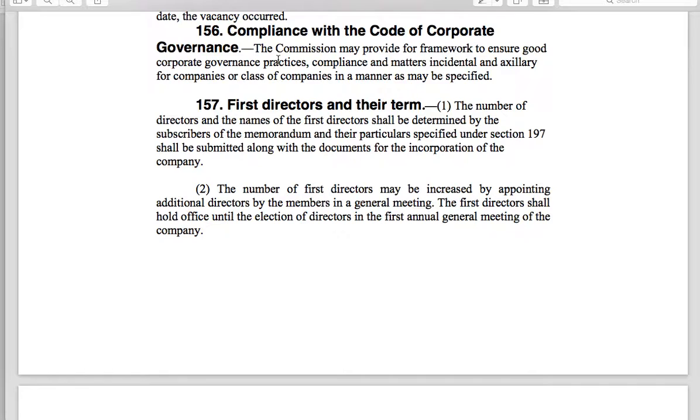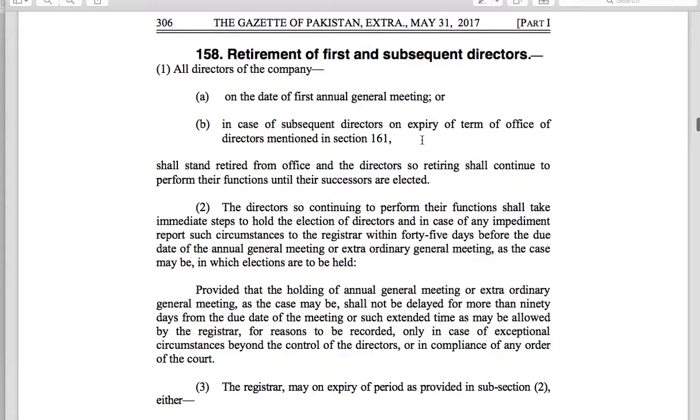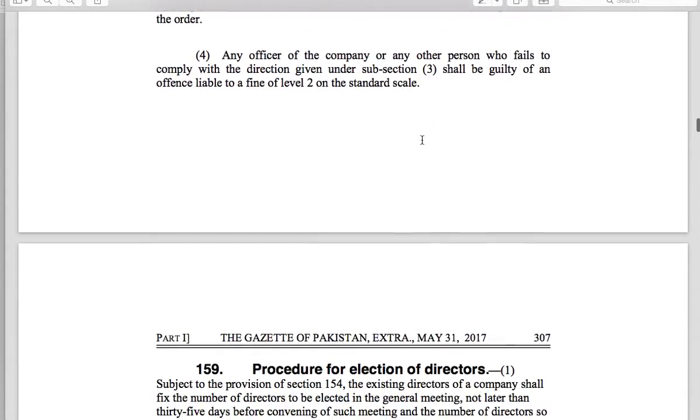So this is the code of corporate governance, and there are separate regulations and rules given by SECP which every single listed company and the directors of listed companies have to follow. Now, first directors and the term: the persons named in the memorandum automatically become directors. After 3 years, they retire and then they are reappointed.